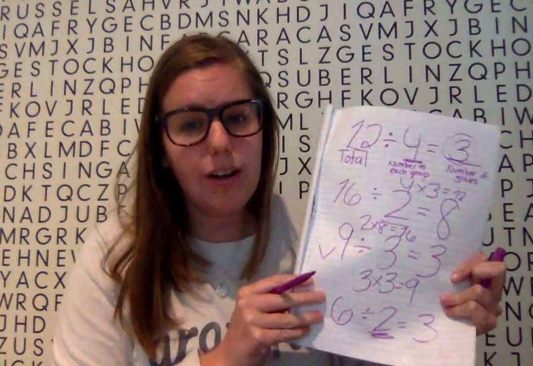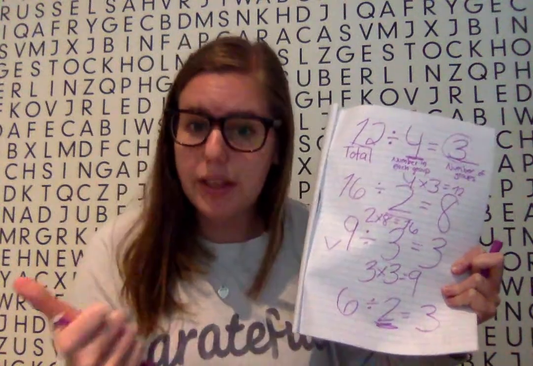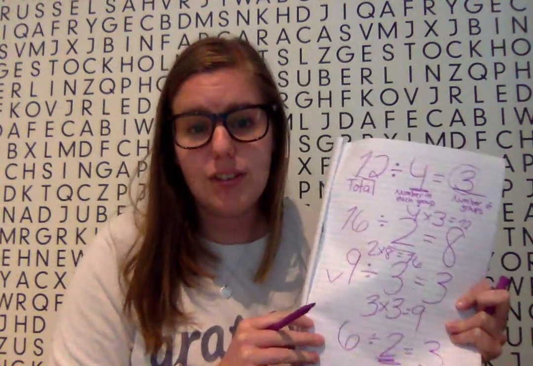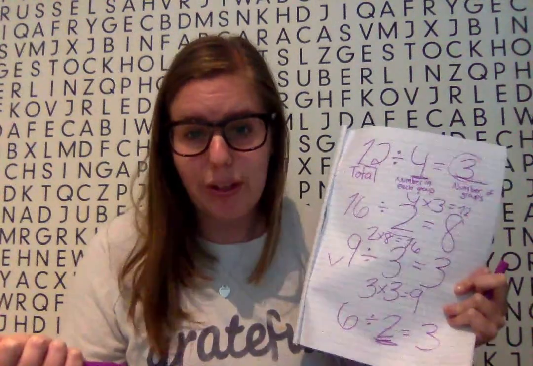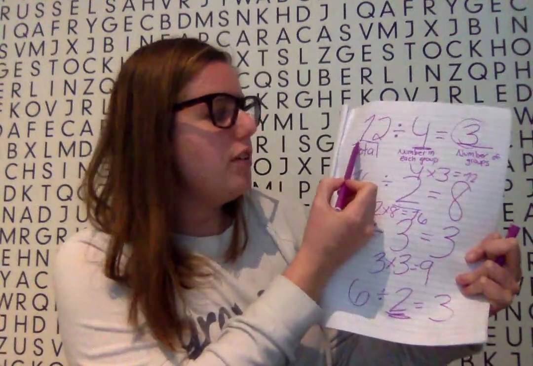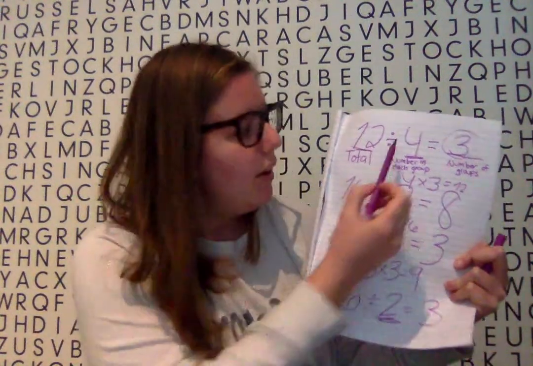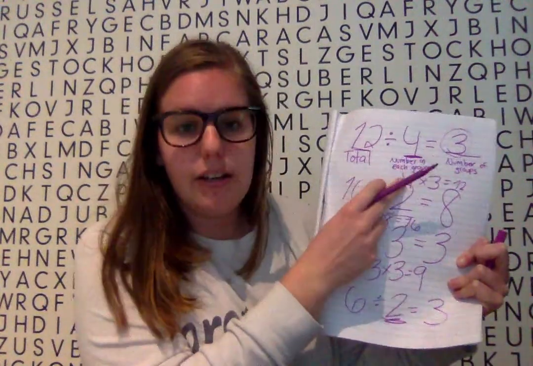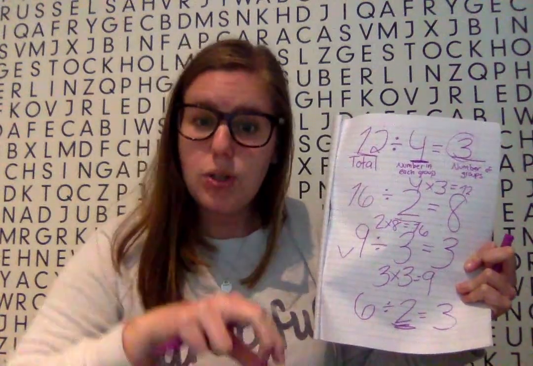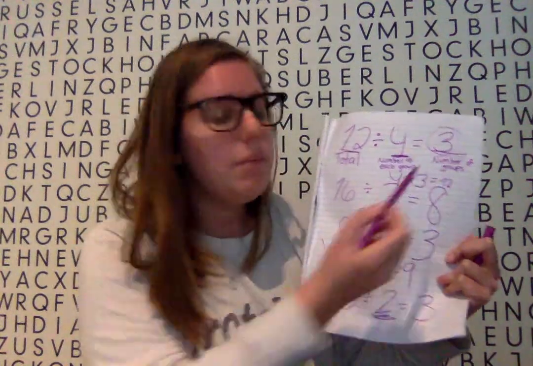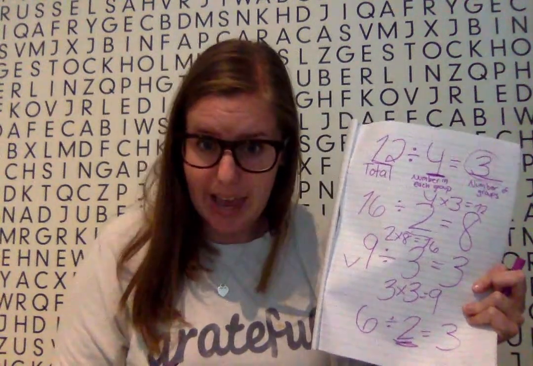This way is a little more advanced, and it requires that you really know your multiplication tables. So don't worry if you can't get it at first. Using the counters is totally fine. Remember, the first part represents our total, how many we start with. The second represents the number in each group, so how many we put in each group. And our last is the number of groups that we have at the end.